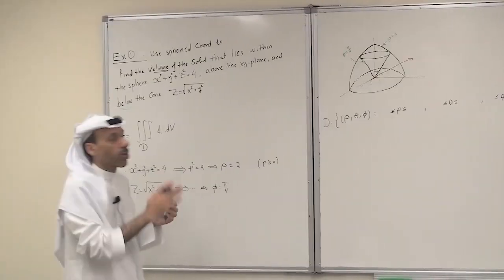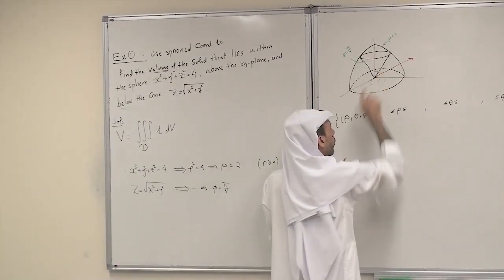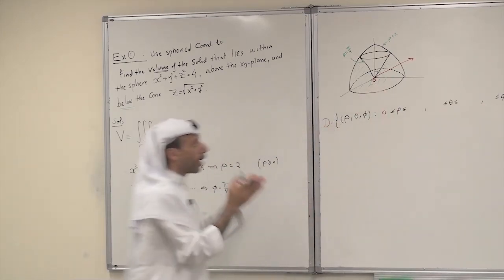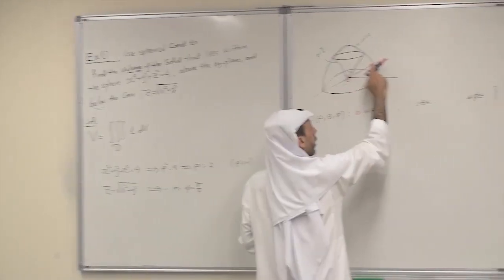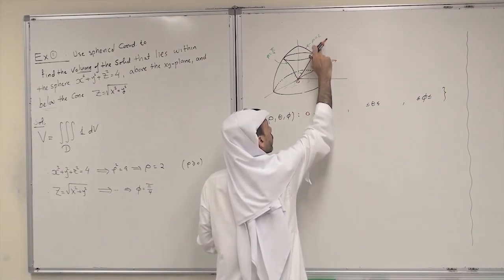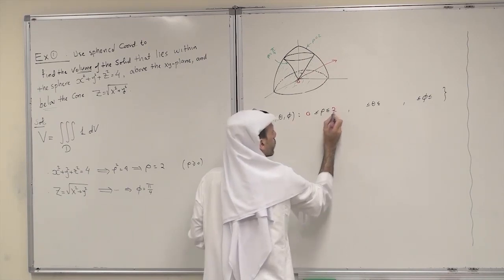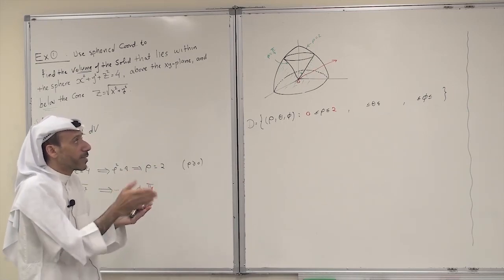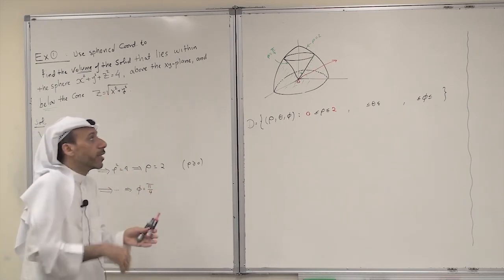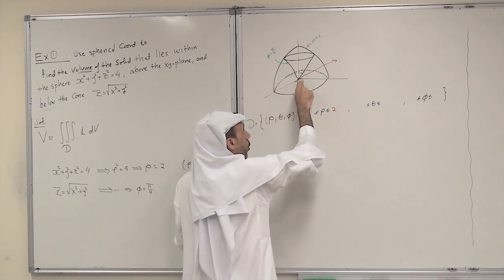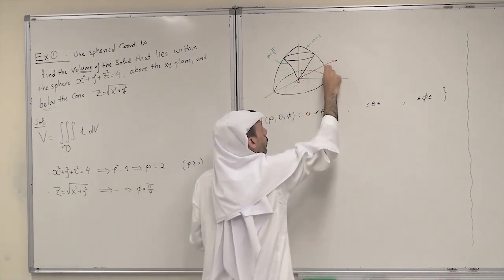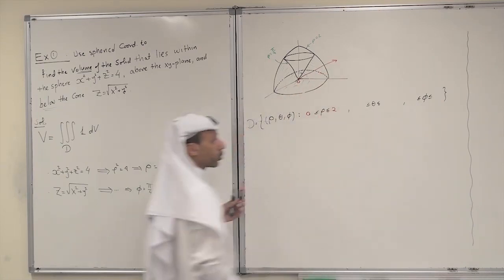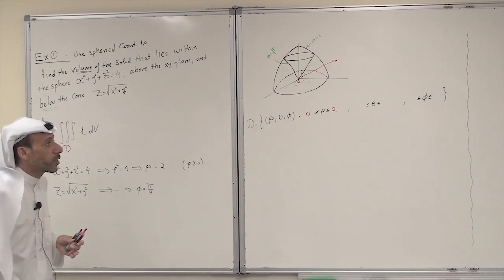If I take this ray, I enter the solid at the origin. This is my limit. And I leave the solid at this curve, which is rho equals 2. So up to rho equals 2, from 0 to 2. Take a ray starting from the origin: you enter the solid through the origin O, and you leave through rho equals 2. So this is my lower and this is my upper limit: 0 to 2. Okay, so this is for rho.